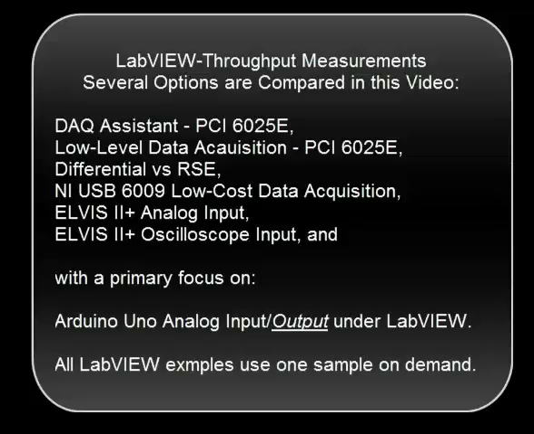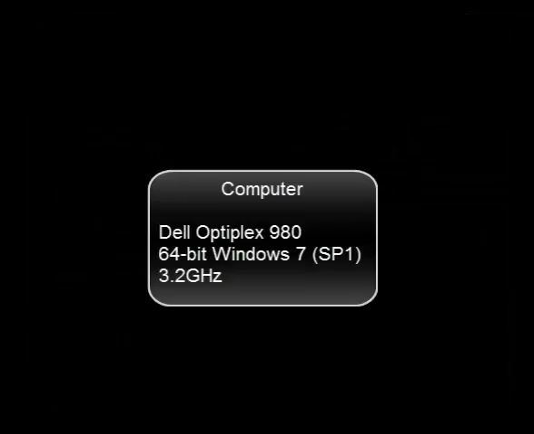USB6009 low-cost data acquisition. Then there's ELVIS 2 with analog input, ELVIS 2 with oscilloscope input, and with a primary focus on Arduino analog input and output under LabVIEW. All LabVIEW examples use one sample on demand. The computer is a Dell Optiplex 980 64-bit Windows 7 Service Pack 1 running 3.2 gigahertz.